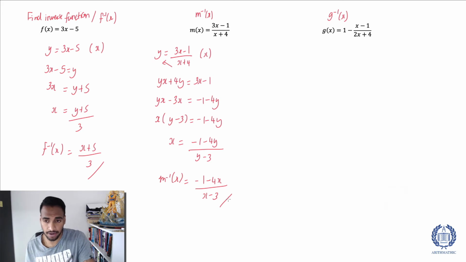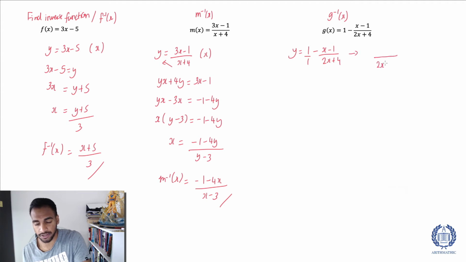Now, if we look at this third one, which is a bit more advanced, the difference in this one is you have to first simplify. So you're going to have to do a bit of algebraic fractions. I'm going to say y equals 1 minus (x minus 1) over (2x plus 4). Here you want to first simplify that fraction as opposed to expanding or anything like that, because it will make it a lot easier. So what I'm going to do first is find the lowest common multiple. The lowest common multiple between 1 and 2x plus 4 is just going to be 2x plus 4, right?